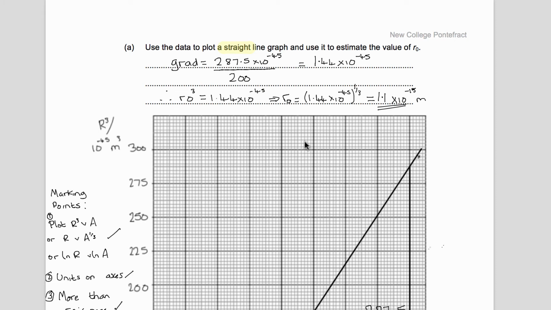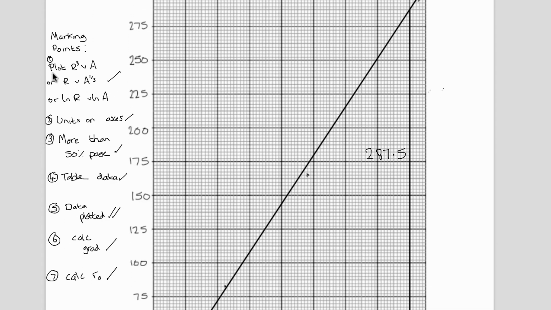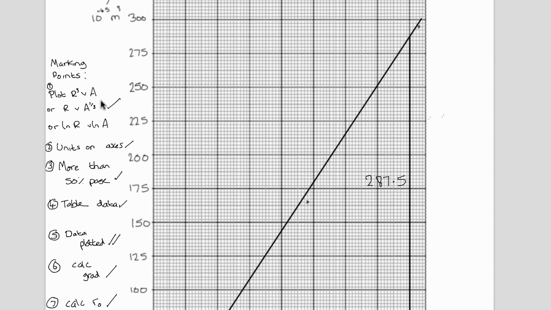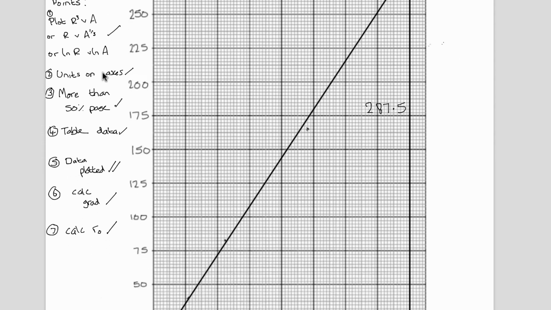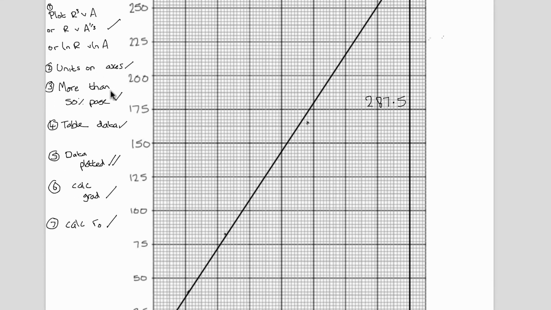There are a fair few ways you can answer this question, in terms of marking points. If you plot a suitable graph to make it a straight line, so you can plot r cubed against A, or you could plot r against A to the power of a third, or you could plot the natural log of r against the natural log of A, then you get 1 mark. You'll notice I've put units on my axes where it's appropriate, so it's only appropriate on the y-axis, and you get a mark for that.